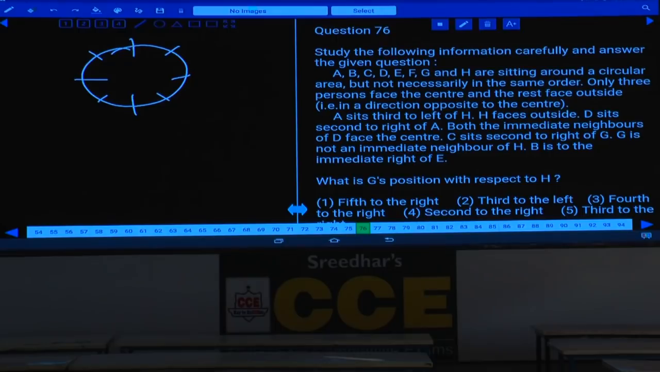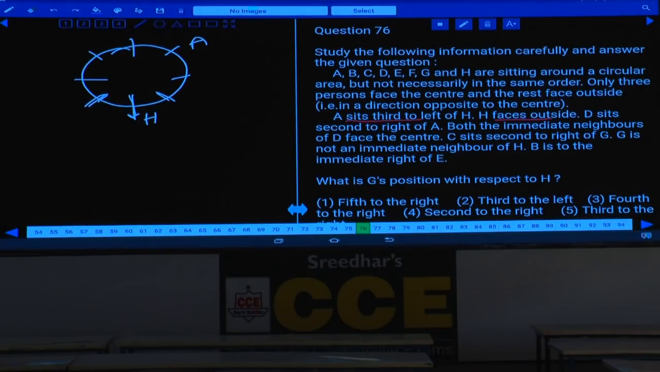Only 3 persons are facing the center, and the rest are facing away from the center. 3 are facing the center, and the remaining persons are facing away from the center. And H faces outside. What is the information here? H is facing outside, clearly given. If H faces outside, A sits to the left of H, hence A must be at this place. A sits to the left of H, D sits second to the right of A.